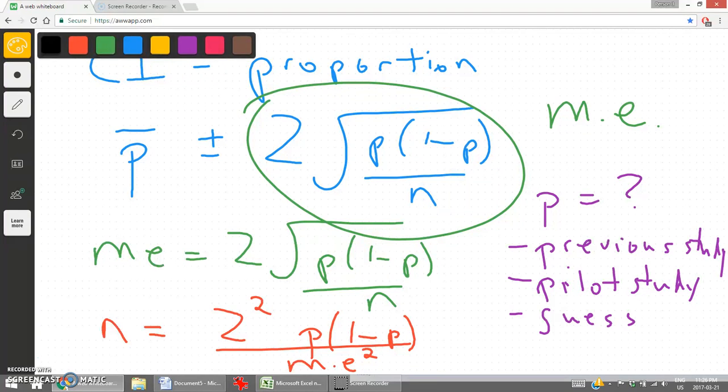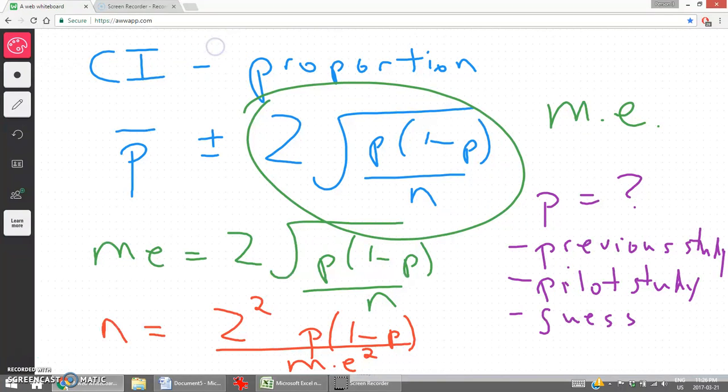Let's choose a different color than yellow. This is the one I'm going to use. Generally, if a previous study or pilot study is not known to us, what we want to use is a p-value of 0.5. A 0.5 value for p will in essence maximize our sample size. Any other value besides 0.5 will come back with a reduced sample size value. So let's take a look at how this would play out in a question.